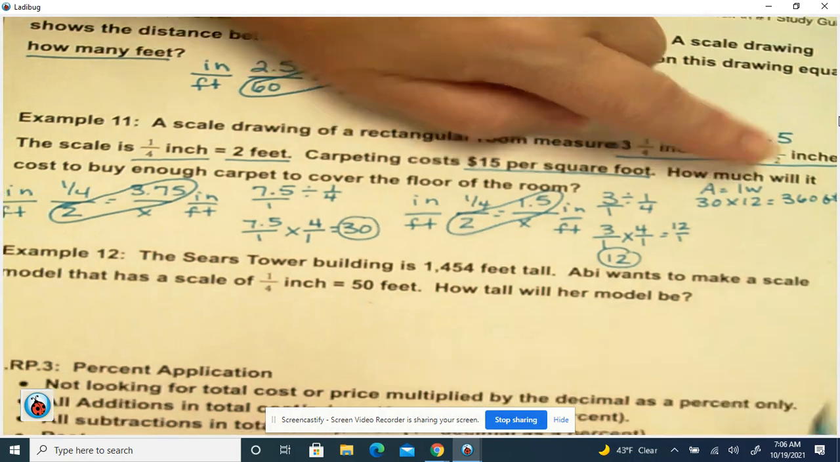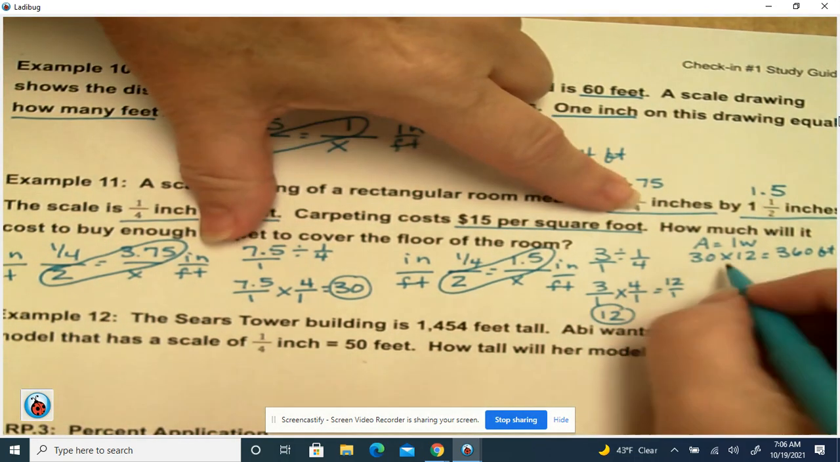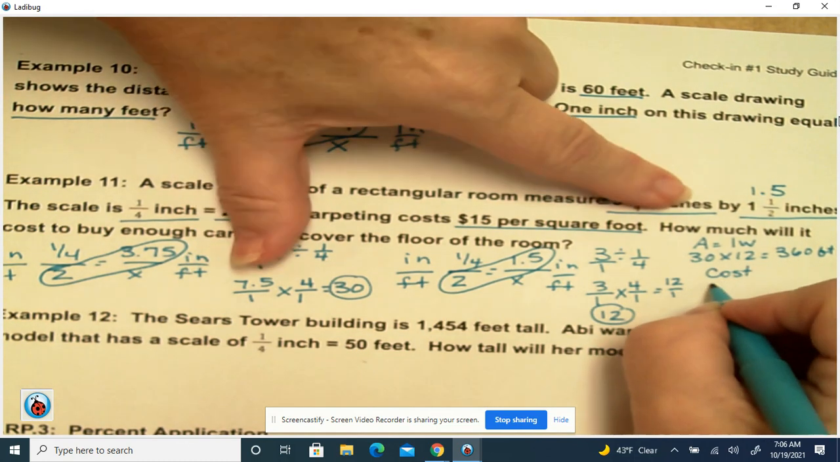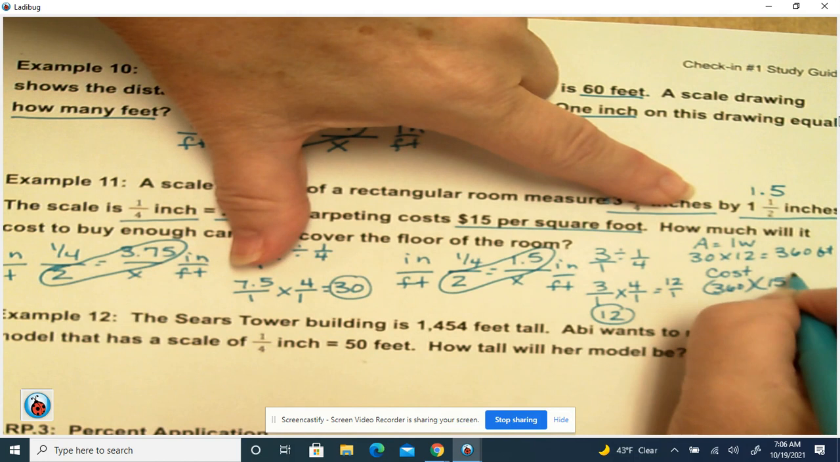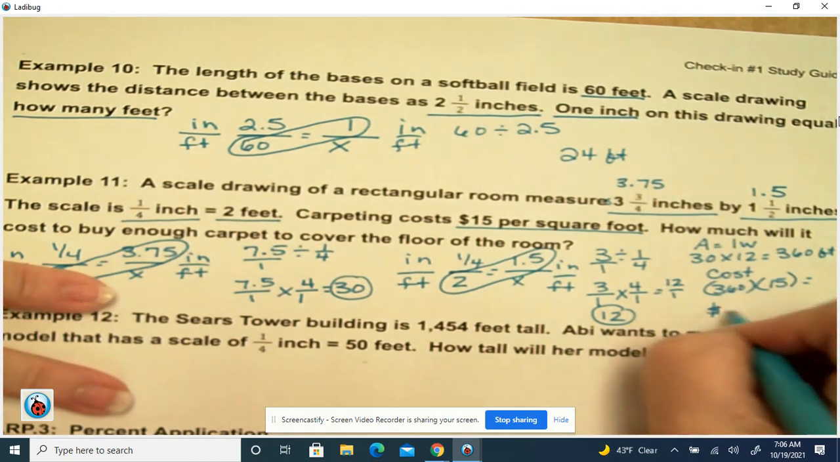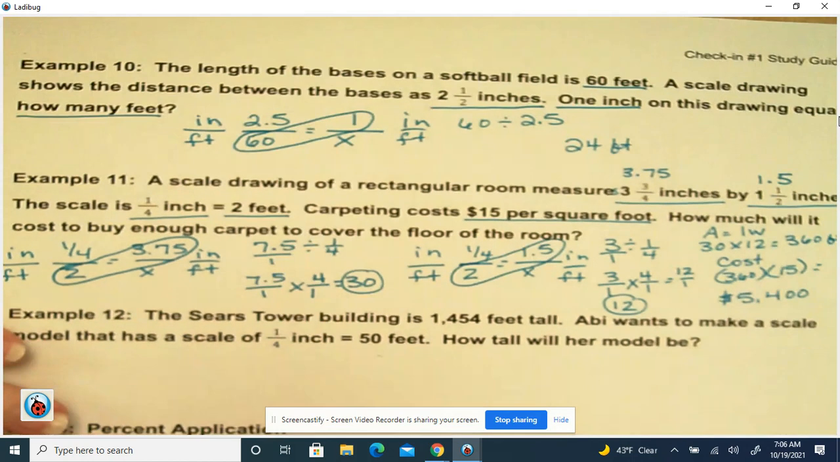feet squared. Now up here in the problem, it says $15 per square foot. So to find the cost, you would take 360 times 15. And when you multiply those, the cost to carpet that room is $5,400.